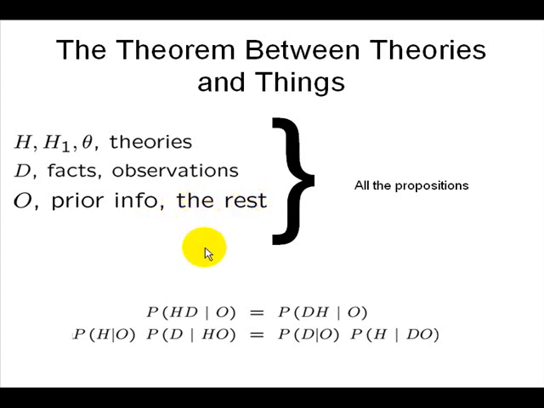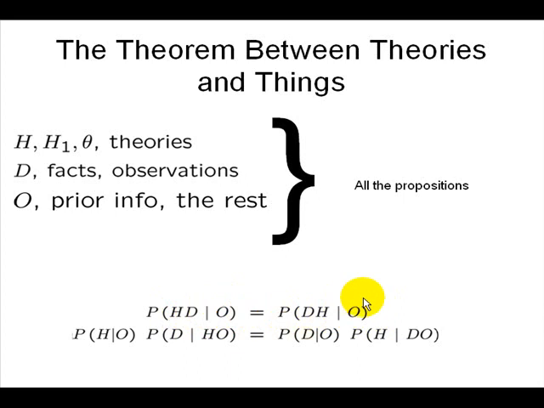Now, according to Bayes' theorem, there are no constraints on these things; this can be any logical propositions whatsoever. So, since the AND operator, or the conjunction, is commutative, that means A and B is exactly the same as B and A in any domain of discourse, then the amount of truth in H and D, conditional on my prior information O, is going to be the same as the amount of truth in D and H.